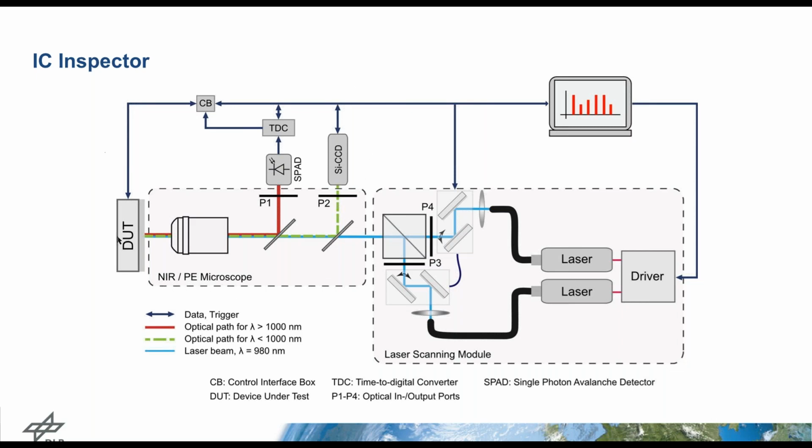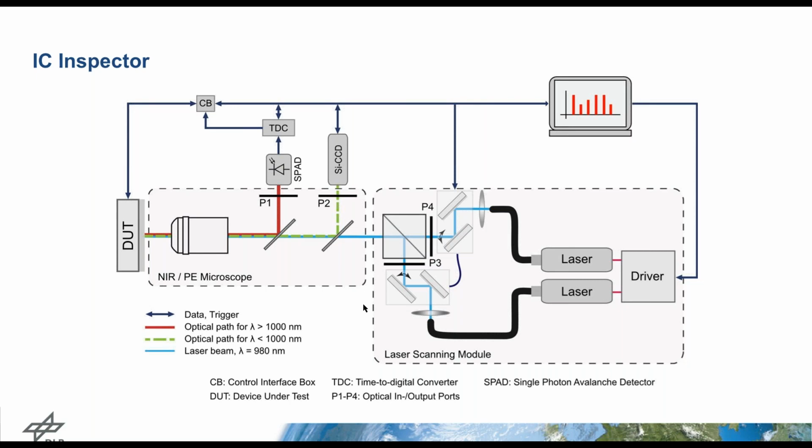It is equipped with two detectors. One is a silicon-based CCD, a near-infrared enhanced one, meaning the quantum efficiency at 1000 nanometers is still 30%, and this is used for integrated images. For time-resolved measurements, if you're interested in looking at signal propagation in an IC, we use an InGaAs SPAD, a single photon avalanche detector optimized for the near-infrared range.